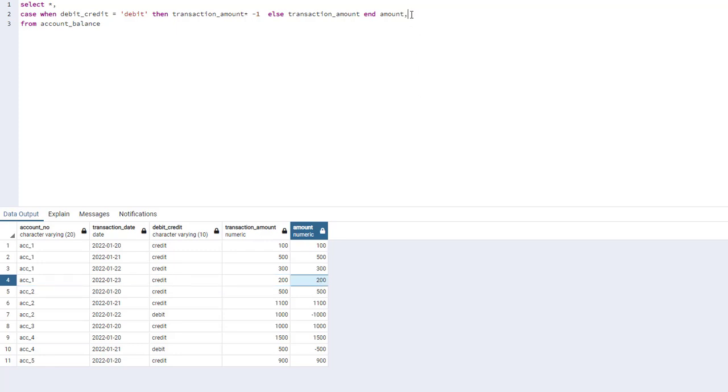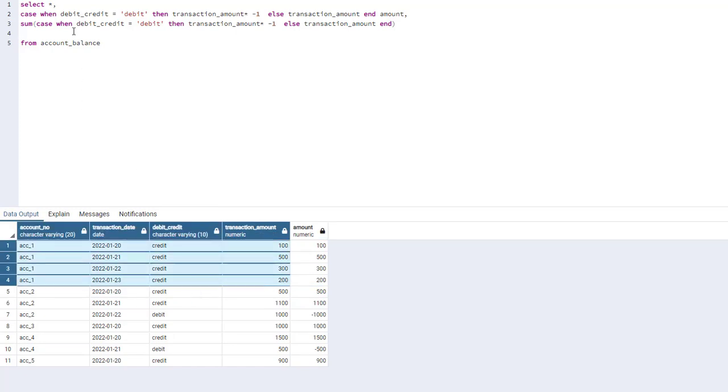And let's start with the running sum. What we're gonna do is sum this, and we're gonna group by the account number. Yeah, it will be computed by the account number. This is why I'm gonna say over partition by account number.